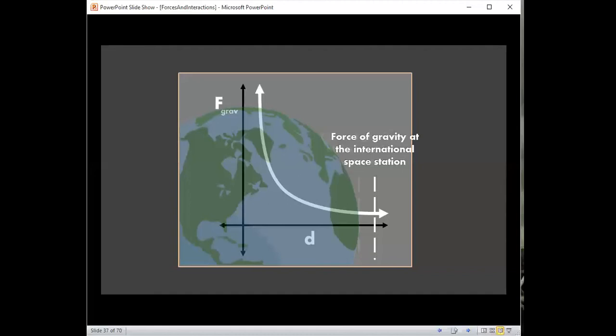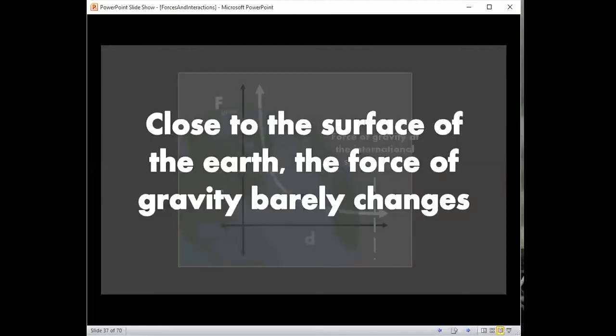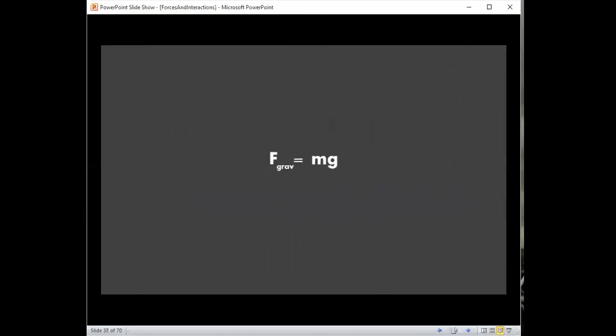So what this graph is telling us is that we can make a huge simplification to the force of gravity, because the force doesn't actually change. So close to the surface, the force of gravity barely changes, and this is really, really helpful. So instead of having that big long equation where you have m1 times m2 divided by the distance squared, we can simplify it down to this equation.